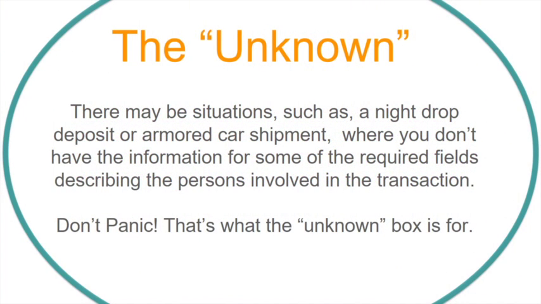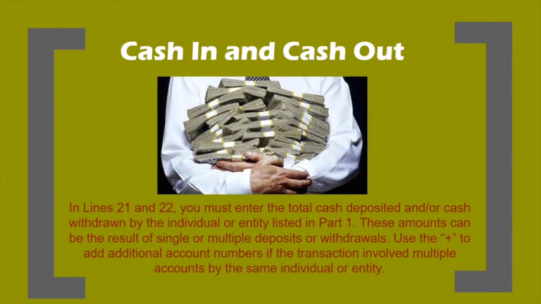There may be situations such as a night drop deposit or an armored car shipment where you don't have the information for some of the required fields describing the persons involved in the transaction. Don't panic, that's what the unknown box is for. On lines 21 and 22, you must enter the total cash deposited or cash withdrawn by the individual or entity listed in Part 1. These amounts can be the result of a single or multiple deposit or withdrawal. Use the plus sign to add additional account numbers if the transaction involved multiple accounts by the same individual or entity.